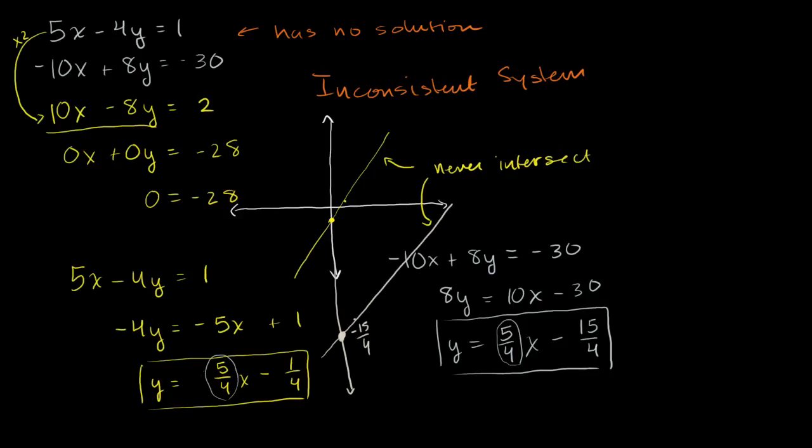Let's do one more. Let's say I have 4x plus 5y is equal to 0. And I have 3x is equal to 6y plus 4.5.